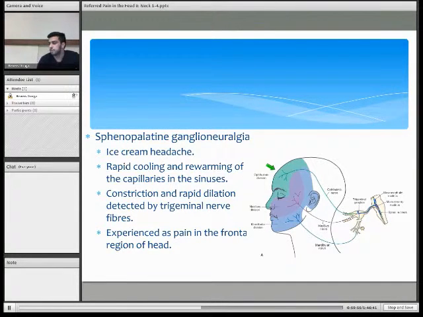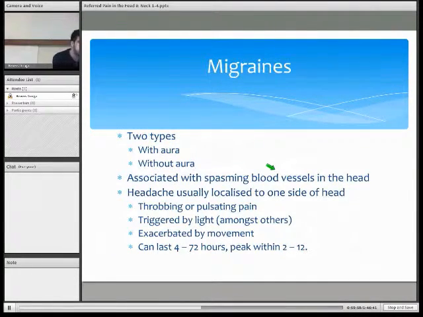So we're going to move on again. We're going to talk a little bit about migraines. There's two types of migraines, with aura and without aura. Aura is simply something that people associate immediately before they have the headache, so it could be something they see, smell or taste.